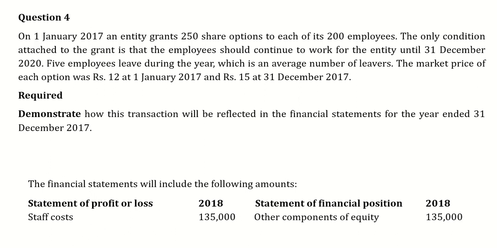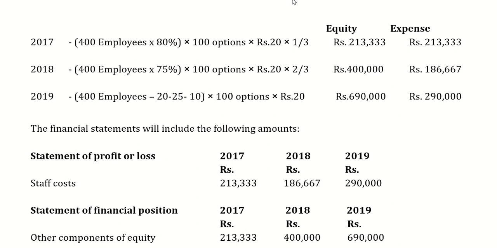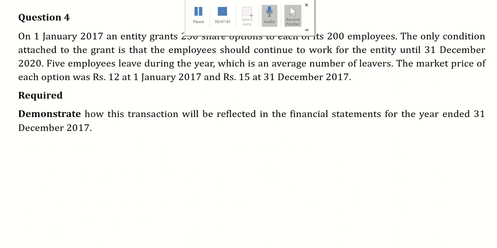Okay, so we'll look at the third part. Look at question number 4. On 1st January 2017, an entity grants 250 share options to each of its 200 employees. The only condition attached to the grant is that the employees should continue to work for the entity until 31st December 2020, which means the vesting period is 4 years.